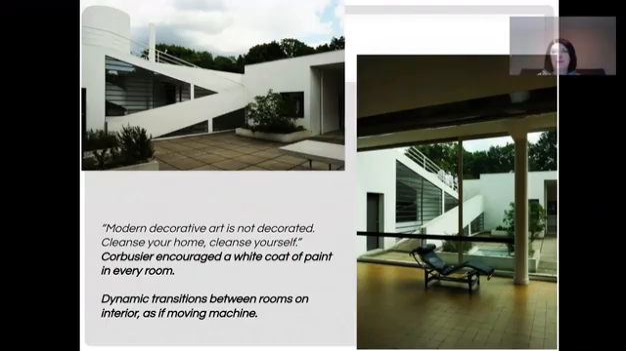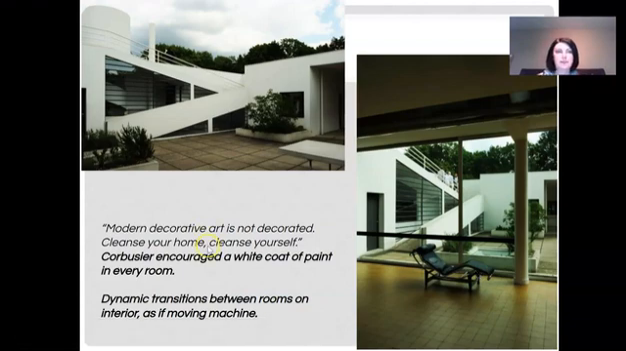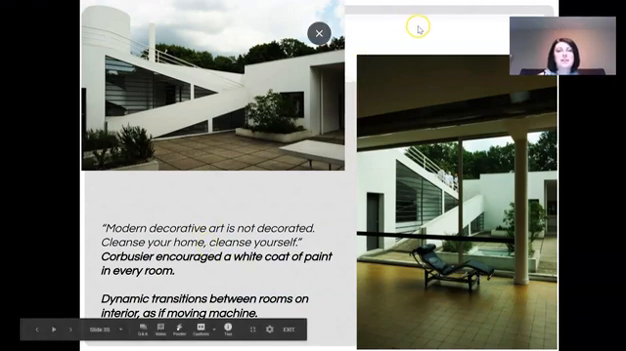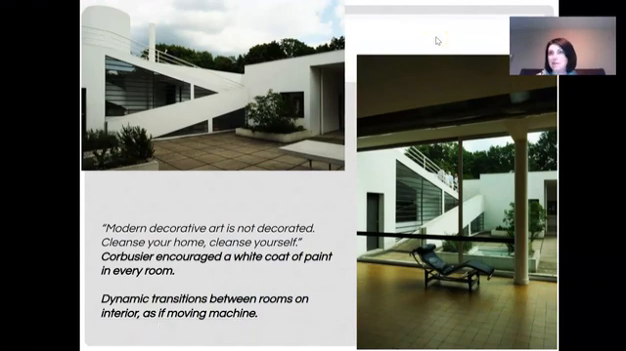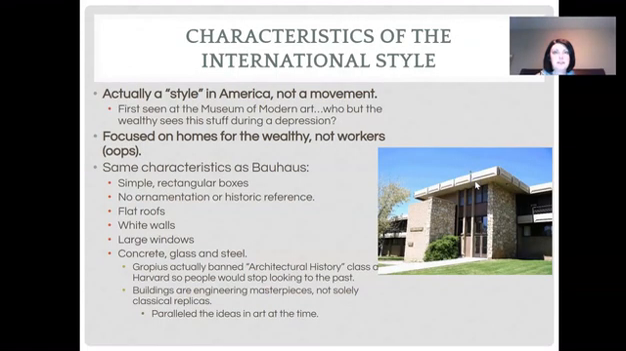All right, so this is just a couple other views of it. You can see the chair, right, which is very typical. Same thing, clean lines, right, kind of moves with the house a little bit. Cleanse your home, cleanse yourself. So basically get rid of everything from the past, let go of your past, let go of anything that colors it, just a white coat of paint. And then every room, as you move from room to room, is the same. So here's his 5 points of architecture.